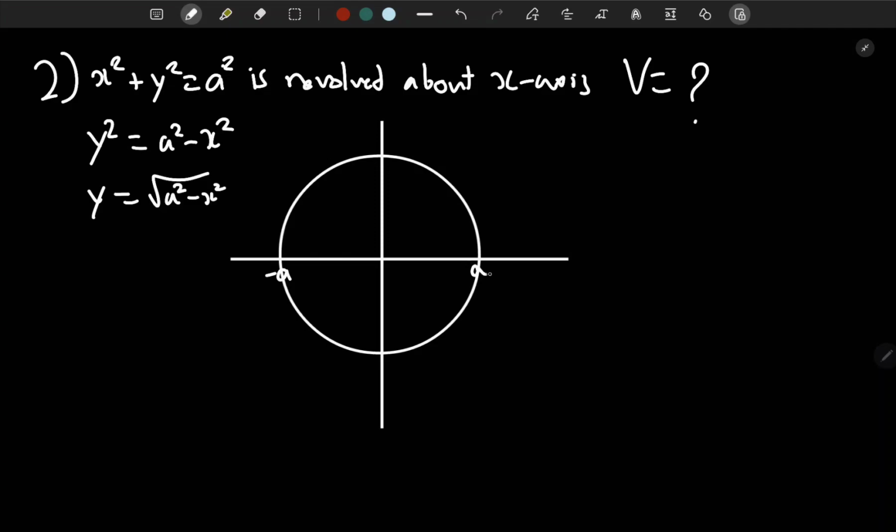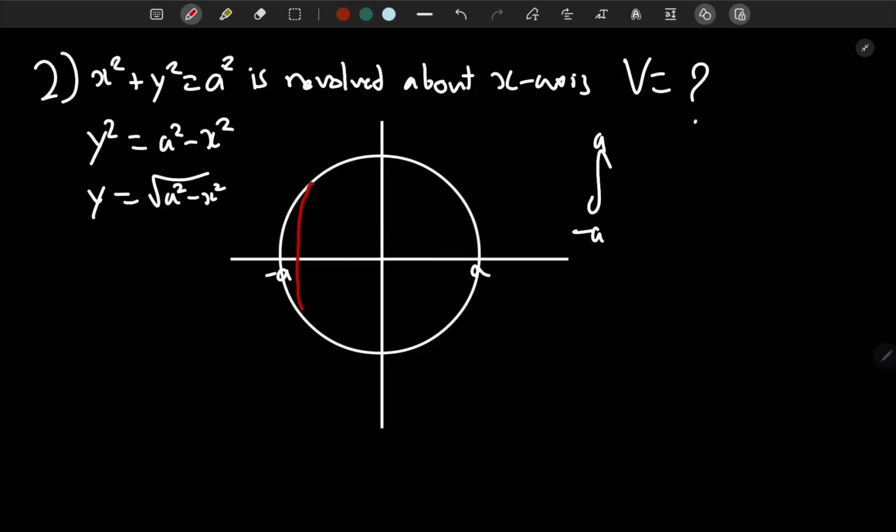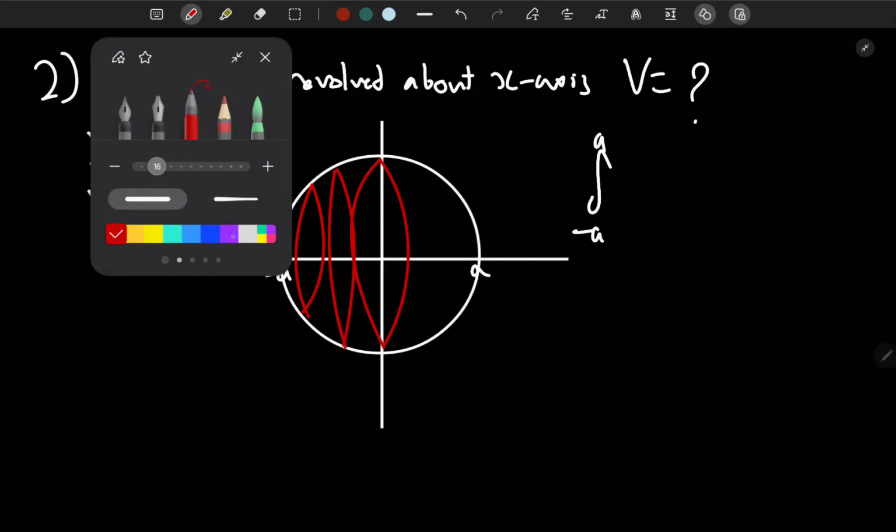This is minus a and a, right? So integration from minus a to a. And now let's draw some disks inside to see what the radius is going to be. Let me change the color. So each disk is going to start from the top and go all the way down. This is one disk, and we have an infinite number of more disks inside. This is the second disk, and I know it's not very accurate, but you can see what I'm trying to do.